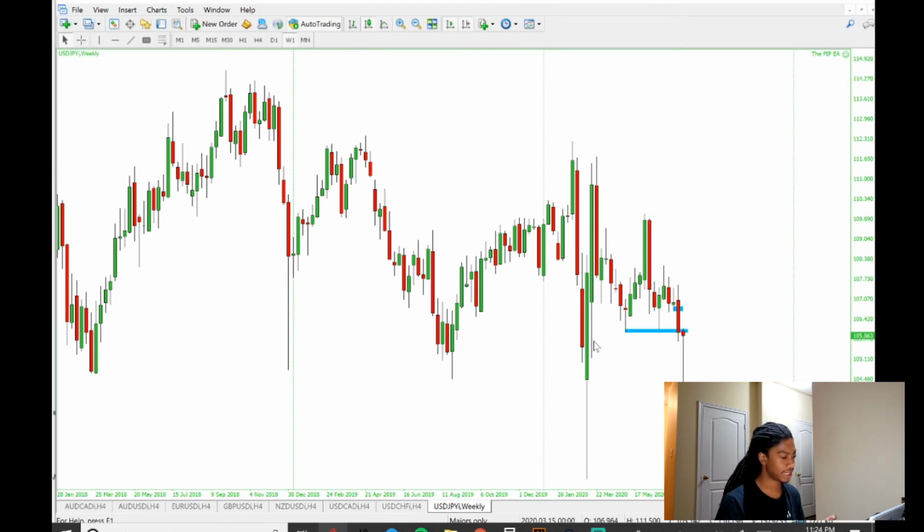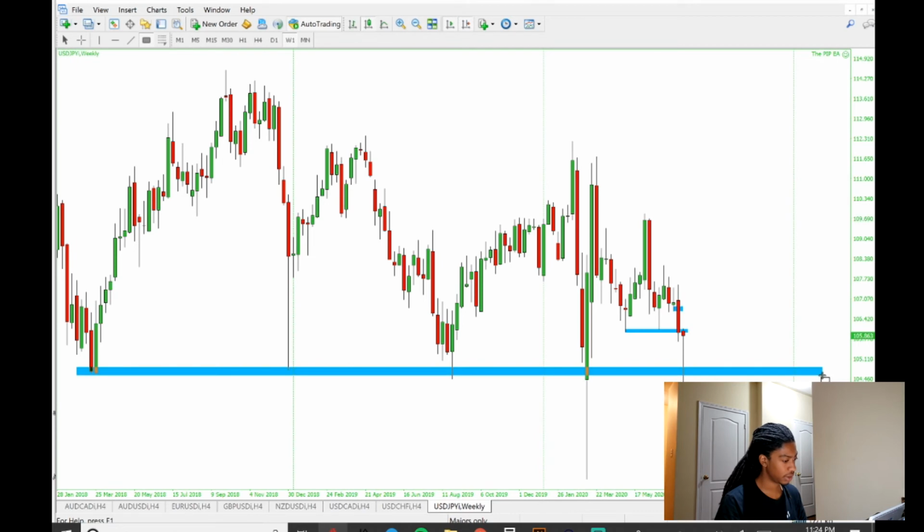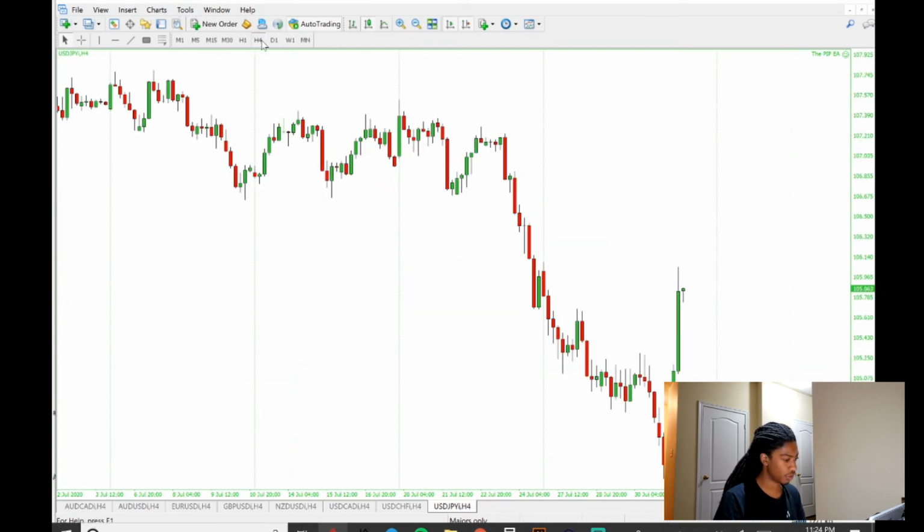Last but not least, Japanese yen. Like I said, we're getting a bullish vibe on this because we're rejecting this strong support. Okay, we're rejecting this very strong support, so we're looking to take a bullish trade on this. Delete these. 4 hour, where do we have supports? We have support here. We have support here.